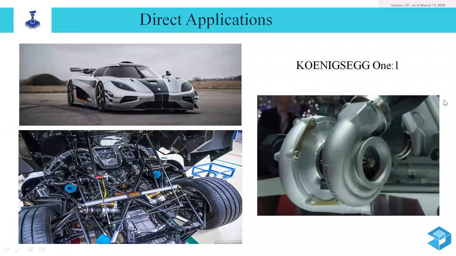Koenigsegg, in the automotive industry, has been another pioneer in adopting additive manufacturing. And they've been able to come up with a 1:1 power ratio. Now, before that, I'm going to submit the poll results.